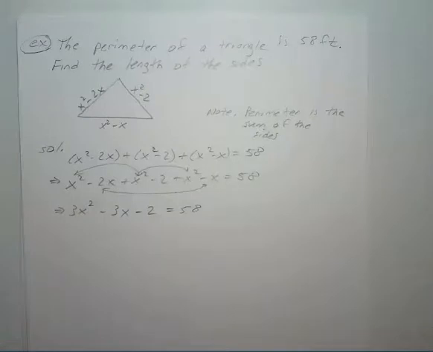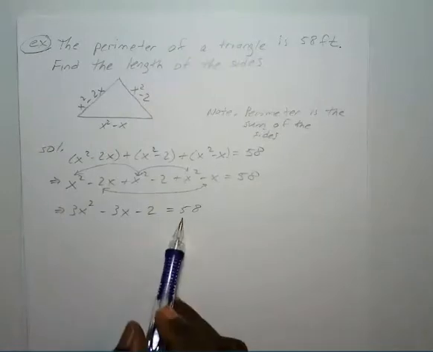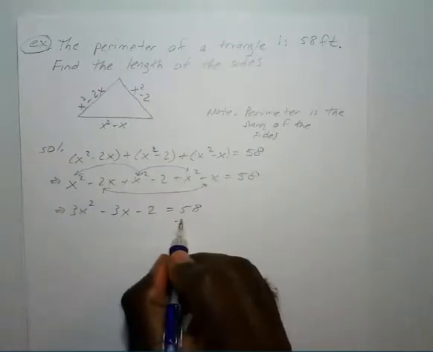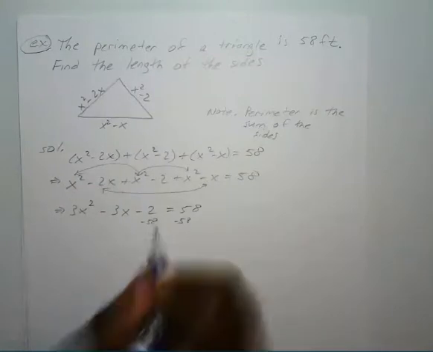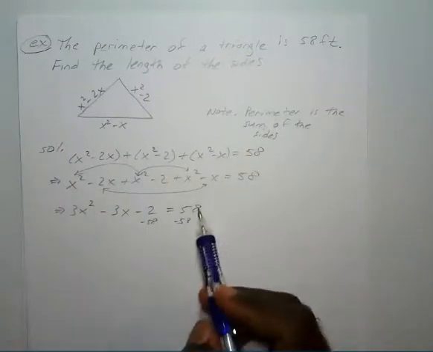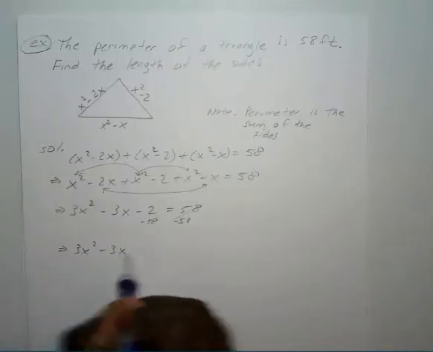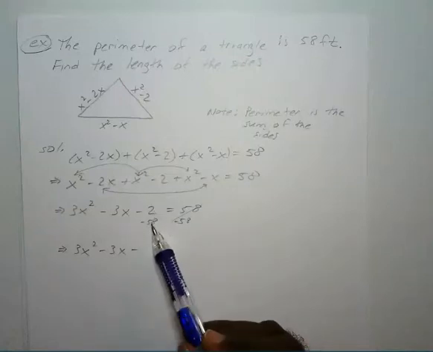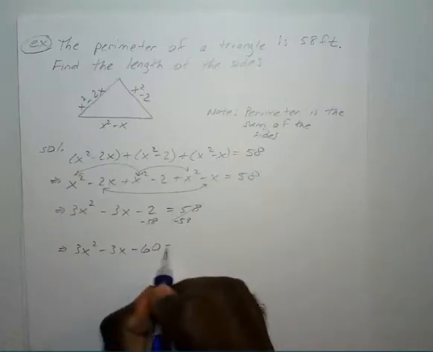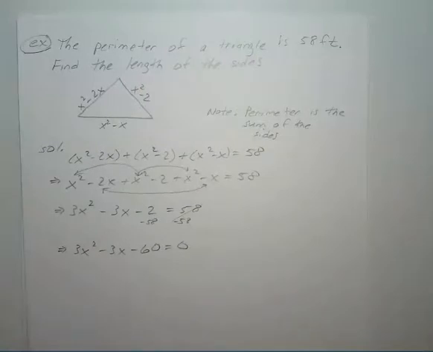Okay, so it's a little bit neater, but it's still not in the standard form for a quadratic equation, because remember it has to equal 0. So we're going to subtract 58 from both sides. Well, that cancels out. So we have 3x squared minus 3x minus 2 minus 58 is minus 60 equals 0. Now we could do the A times C method, which would definitely work. But if you notice, we can factor 3 out of each term.